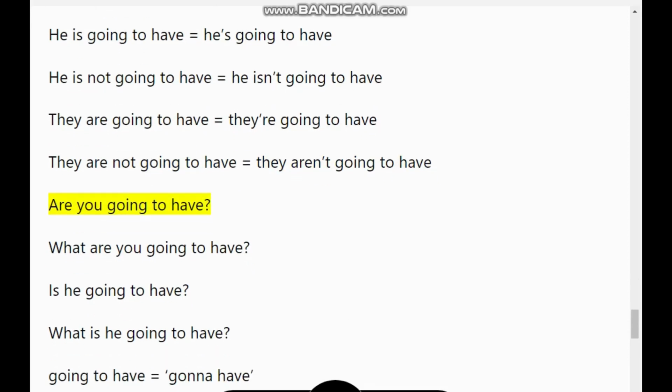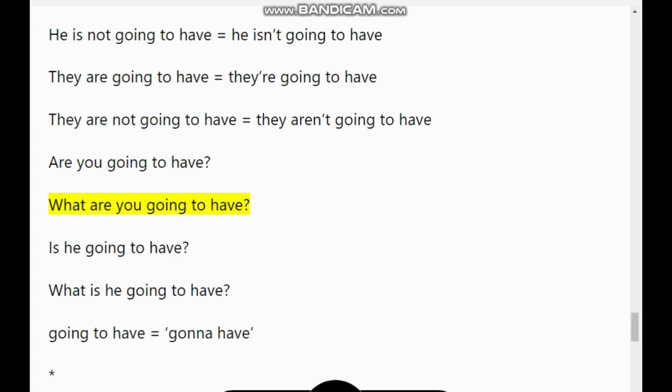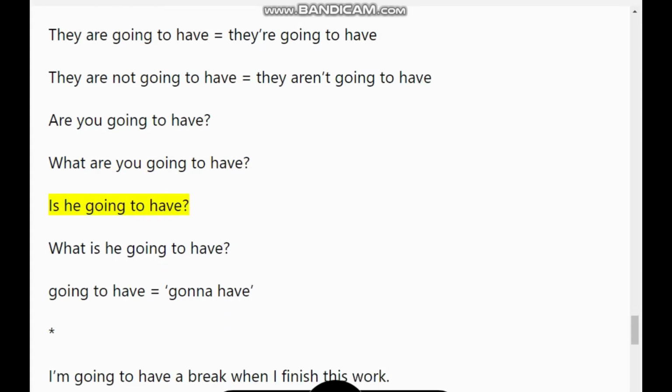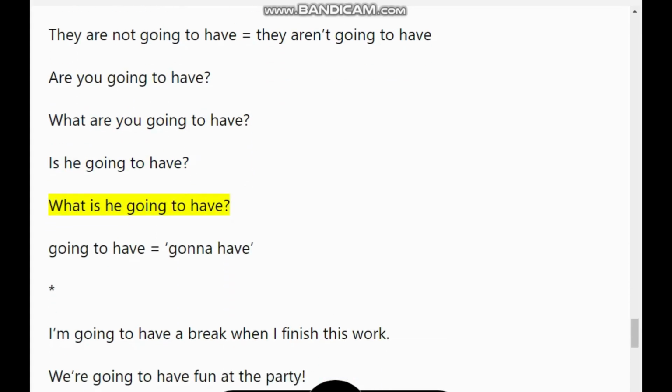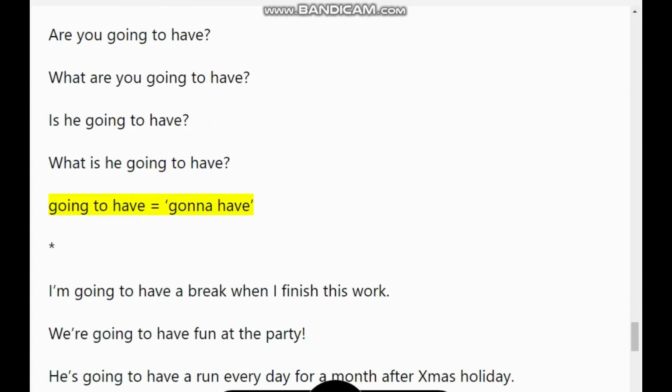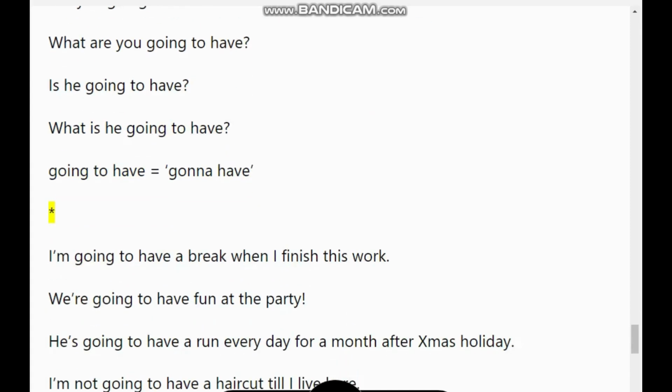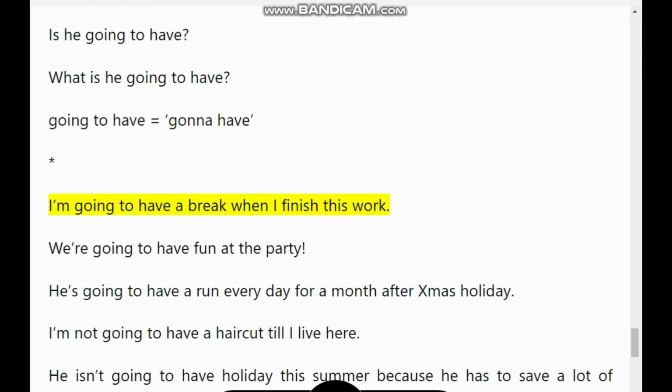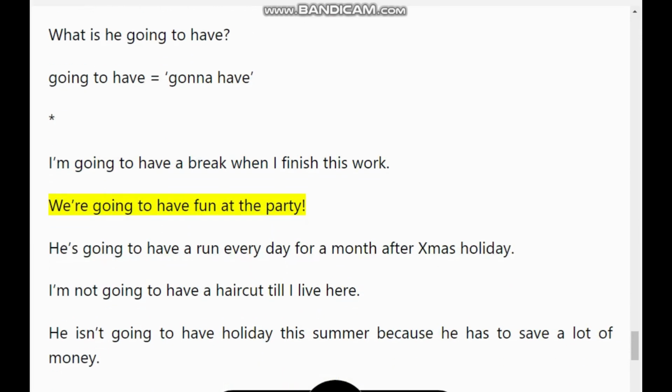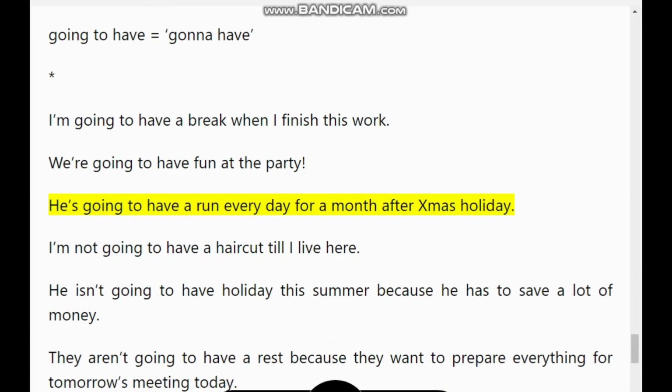Are you going to have? What are you going to have? Is he going to have? What is he going to have? Going to have equals gonna have. I'm going to have a break when I finish this work. We're going to have fun at the party. He's going to have a run every day for a month after Xmas holiday.